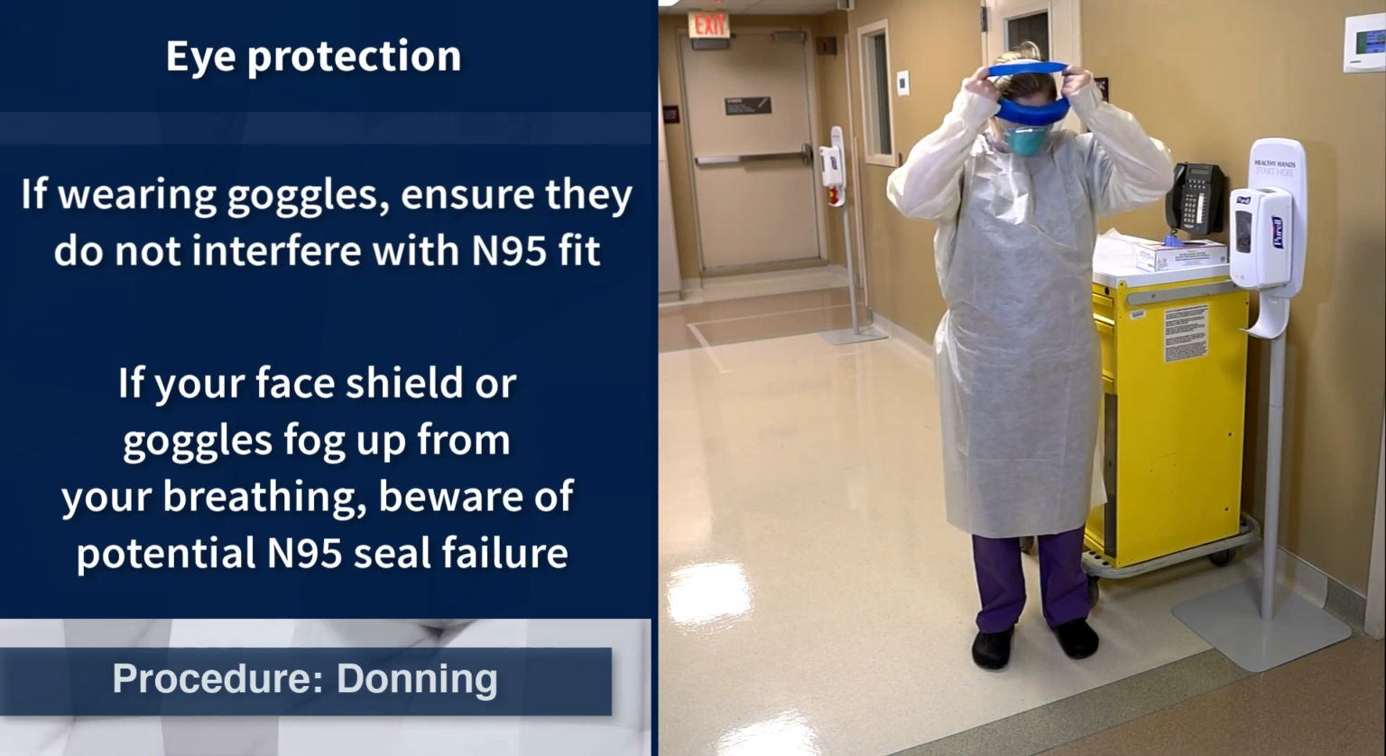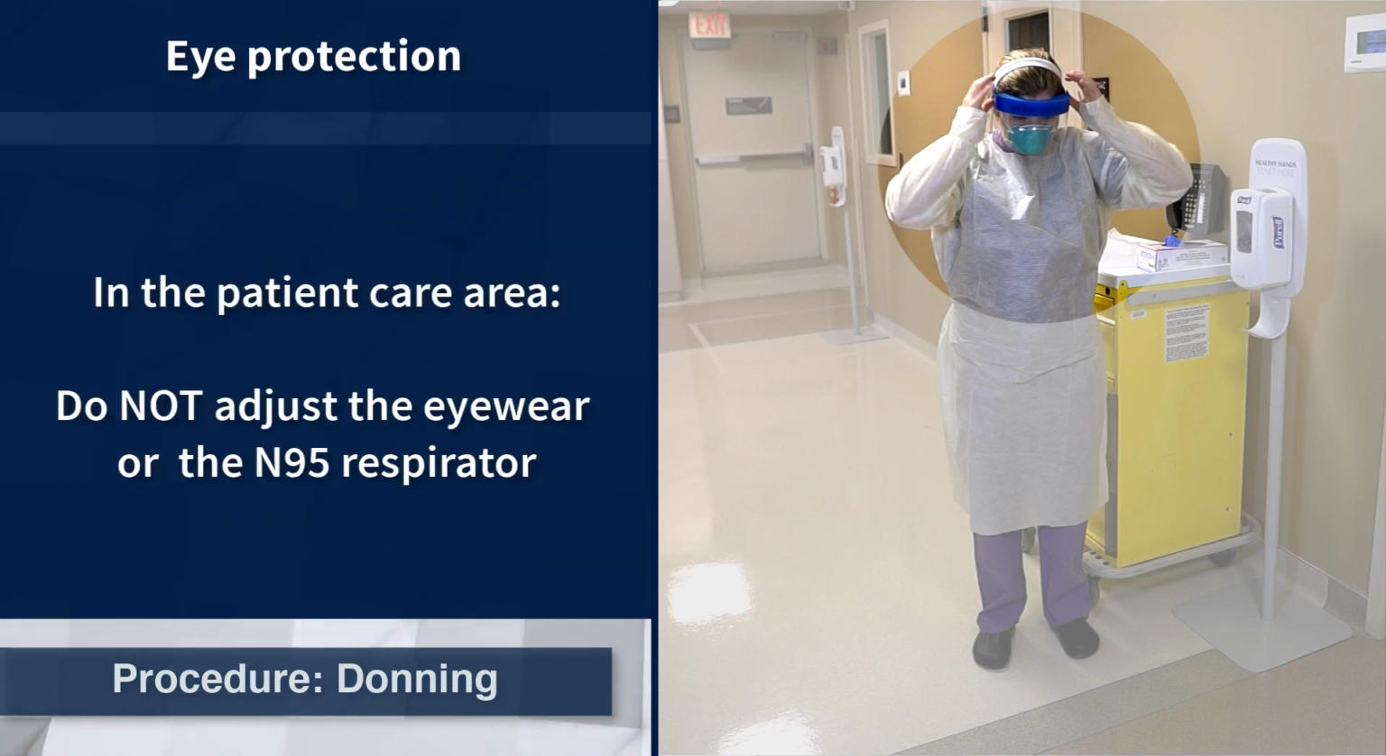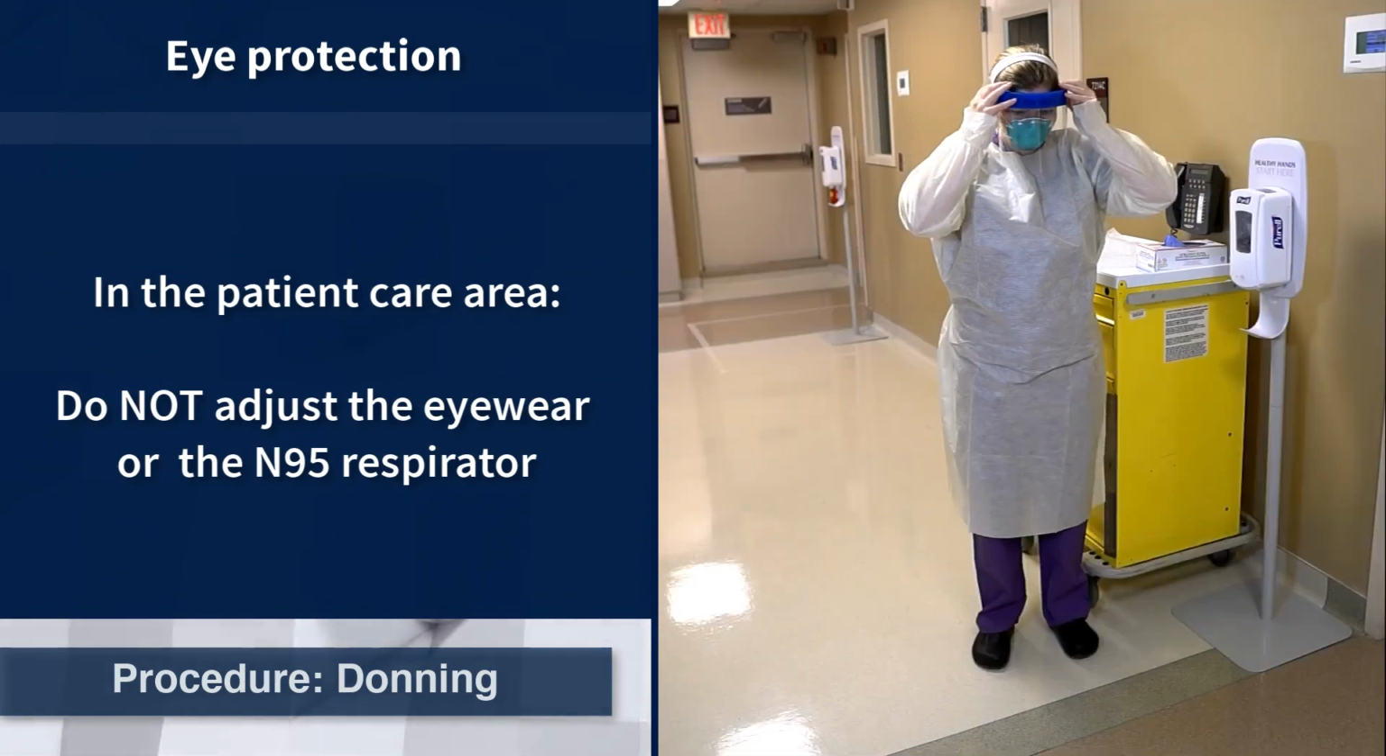If the PPE ensemble includes a face shield for eye protection, put it on so that the foam headpiece rests on the forehead. If goggles are worn, ensure they sit comfortably and securely over the eyes and do not interfere with the fit of the N95 respirator. A face shield or goggles will need to fit over eyeglasses. If the face shield or goggles fog up due to breathing, it is likely the N95 respirator does not have a proper seal. At no time should eye protection or the N95 respirator be readjusted while the healthcare worker is in the patient care area.